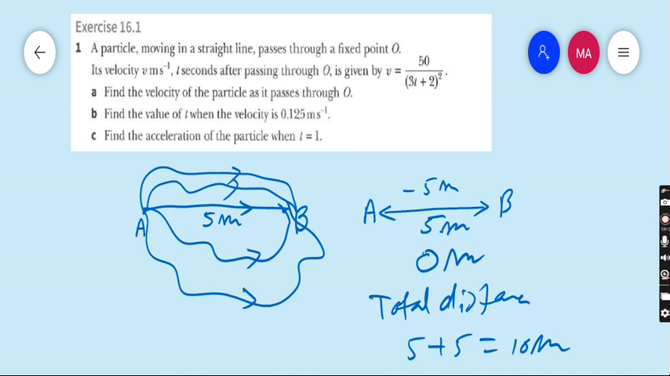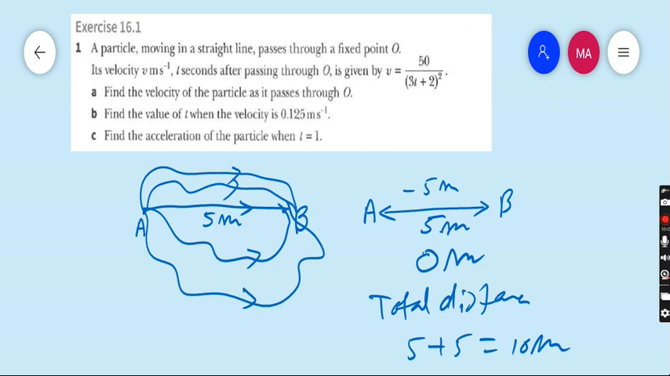Distance is a scalar quantity. There is no concept of a minus sign in distance. But displacement is a vector quantity. If you start from point O, cover some distance and reach point O again after some time, the displacement is 0, but the distance is the total from one point to another point and from that point back to the first point again.